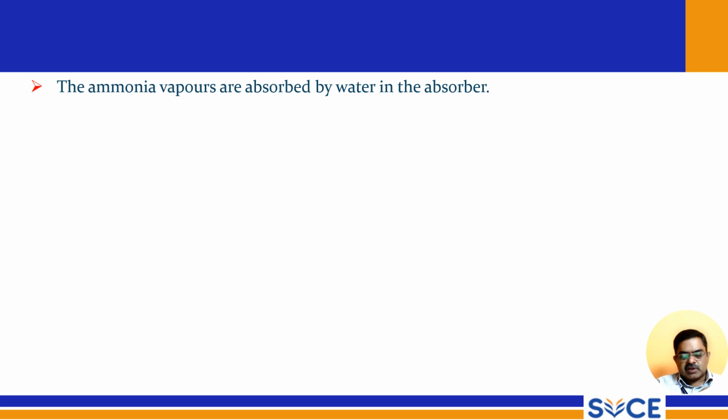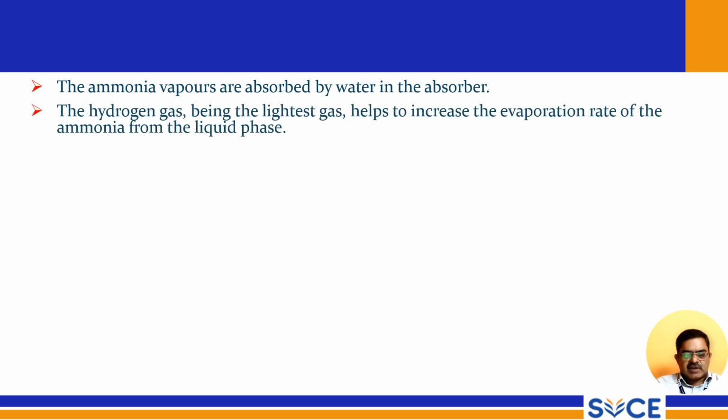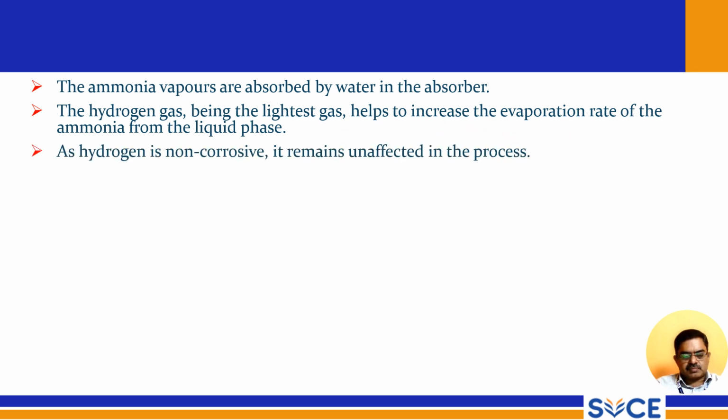So that is why it is also known as three fluid system refrigeration system. The ammonia vapors are absorbed by water in the absorber. The hydrogen gas, being the lightest gas, helps to increase the evaporation rate of the ammonia from the liquid phase. As hydrogen is non-corrosive, it remains unaffected in the process. So hydrogen is non-corrosive, so that is the best property we can have from hydrogen.